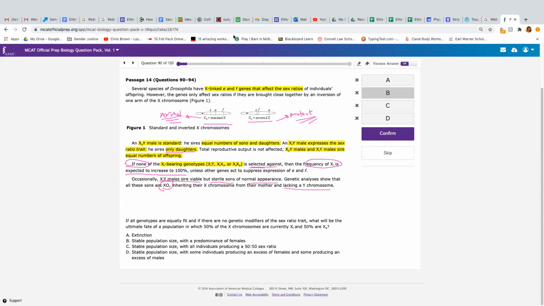Okay, so we've done a lot of reading, so why don't we go ahead and try our hand at a couple questions and see how we do. Okay, so let's start off. If all genotypes are equally fit, and if there's no genetic modifiers of the sex ratio trait, what will be the fate of the population in which 50% of the X chromosomes are currently XF, and 50% of the chromosomes are XS?